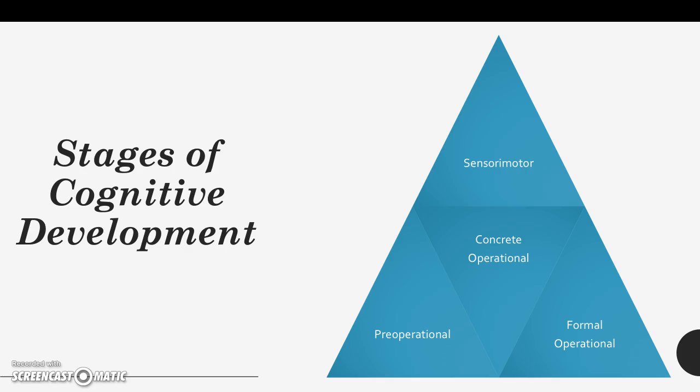According to Piaget, all of these processes are synthesized into what we know as stages of cognitive development. These stages are sensory motor, pre-operational, concrete operational, and formal operational.